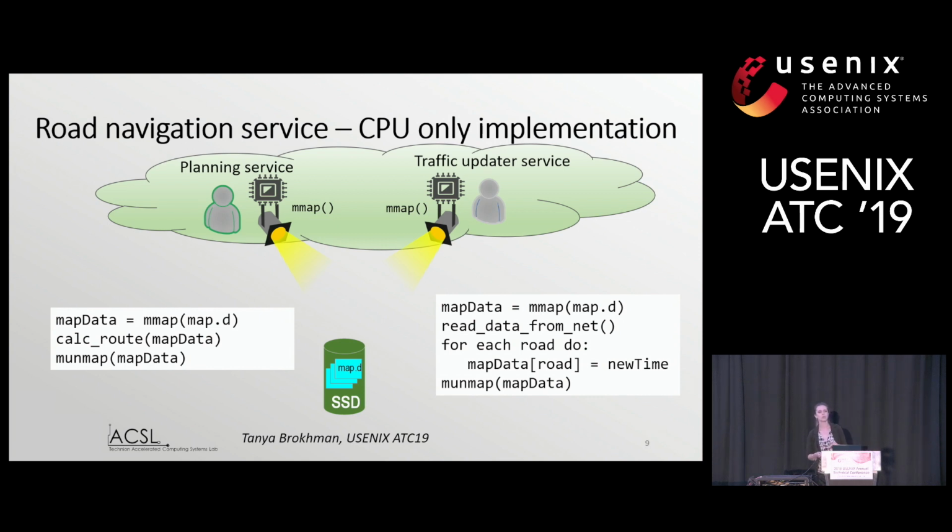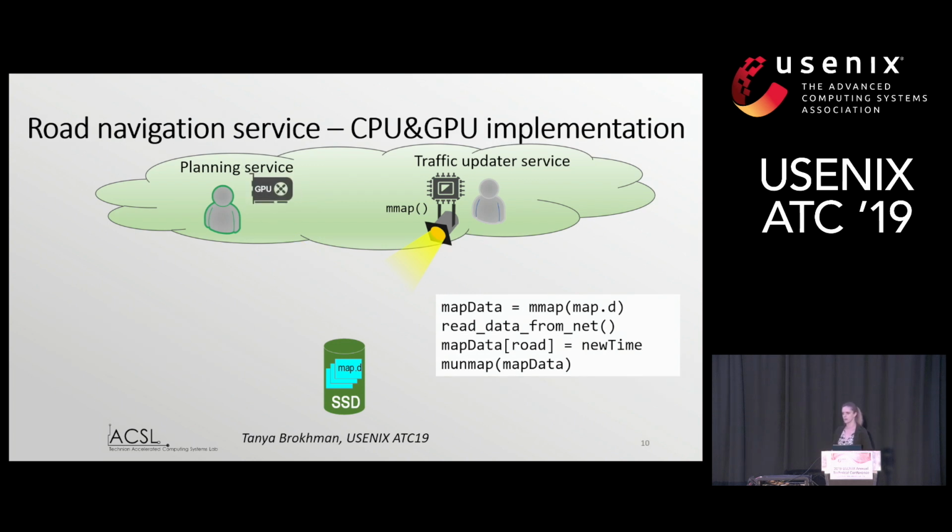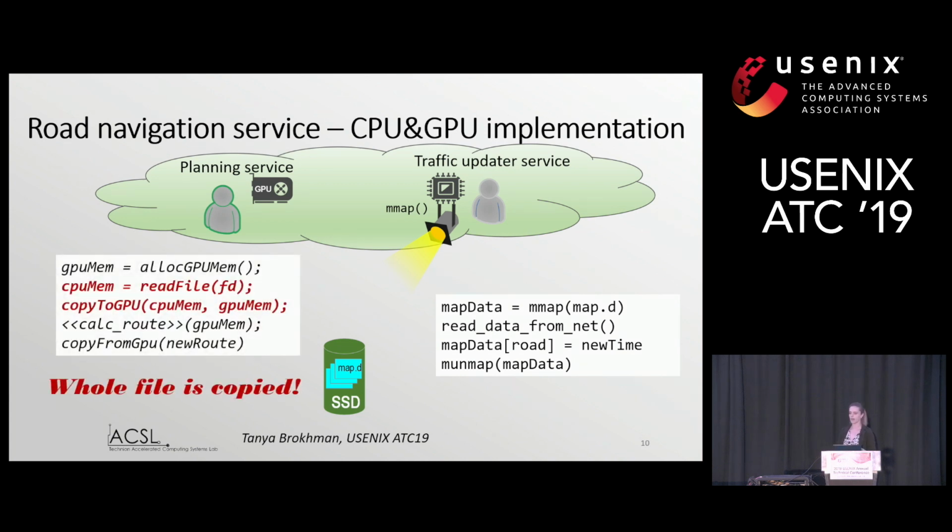But what if we now wanted to speed up the planning service by offloading it to the GPU? Unfortunately, we can no longer just m-map the file. We have to read the whole file into the CPU memory and then copy it to the GPU. And note that we have to repeat these two steps before each kernel activation, regardless of the fact that perhaps not even the whole file is required by the planning service.